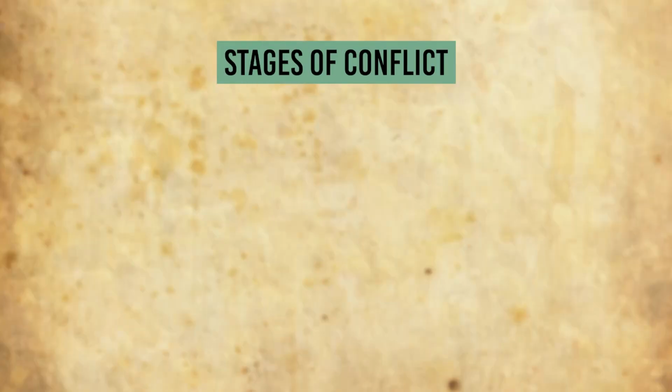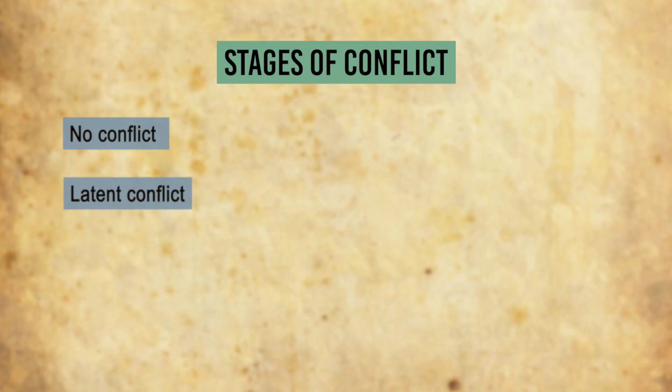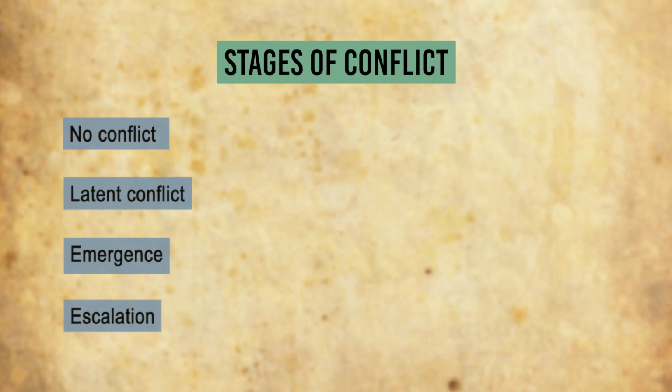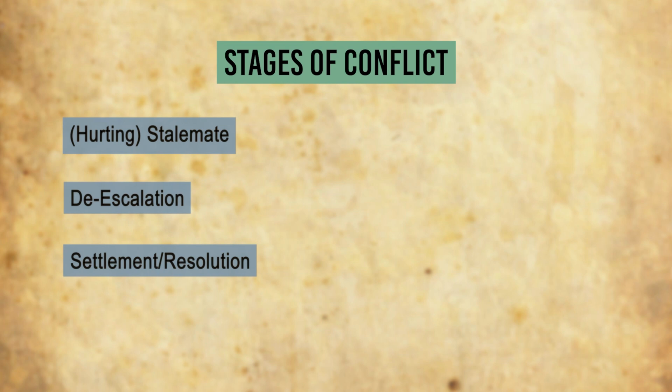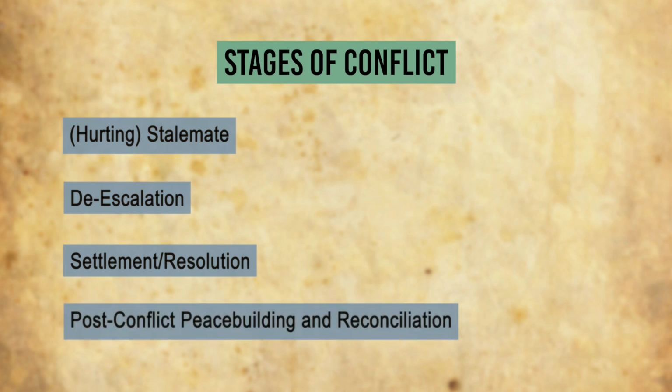Now there are several stages of conflict. Initially, the first stage is no conflict. Then there is latent conflict or hidden conflict. Then there is emergence of the conflict. Then the conflict escalates. Then it hurts. After that, it de-escalates. It comes to a resolution or settlement, and then post-conflict peace building and reconciliation.